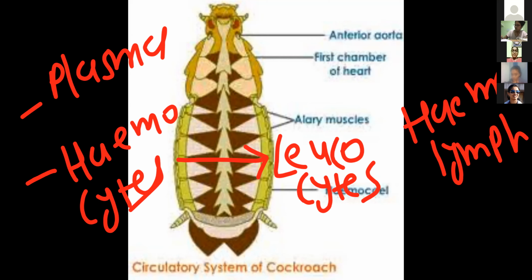Not given in your textbook, but remember, the particular type of cell in cockroach is the leukocyte. Leukocyte meaning WBC, white blood cells.